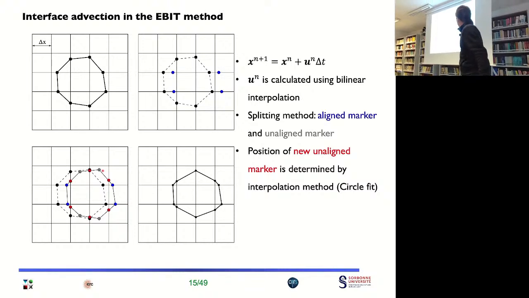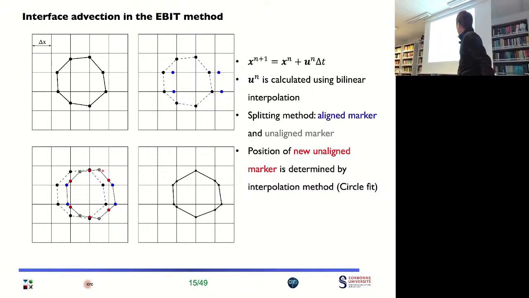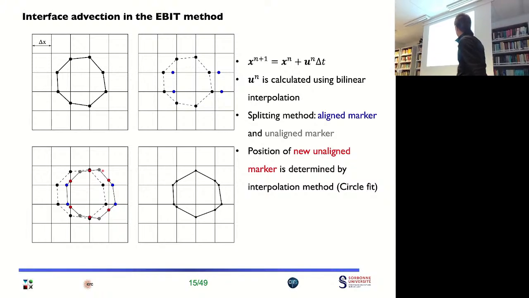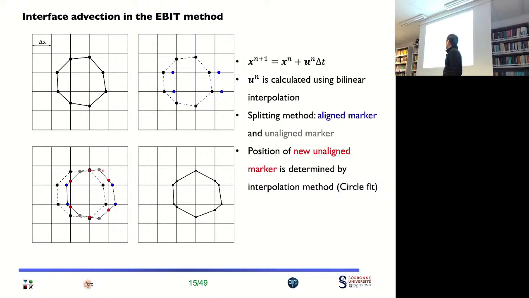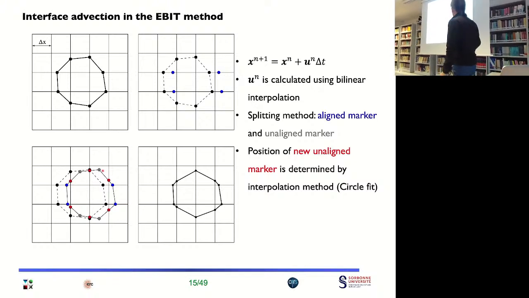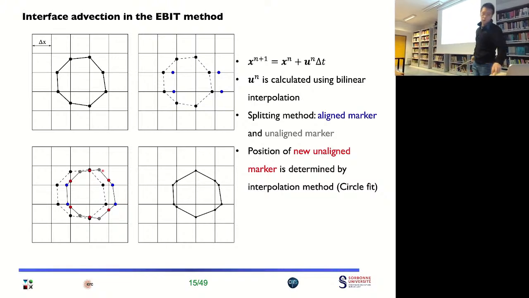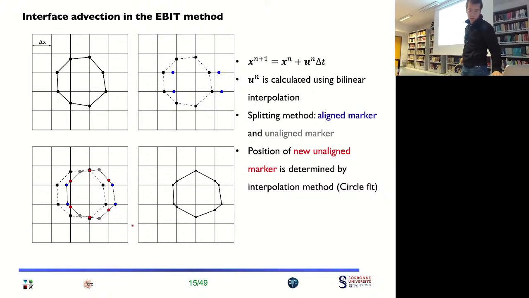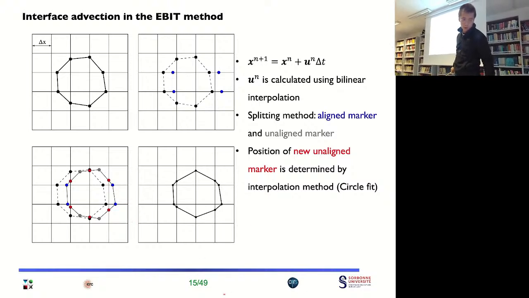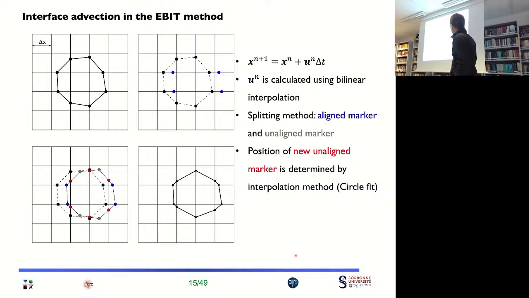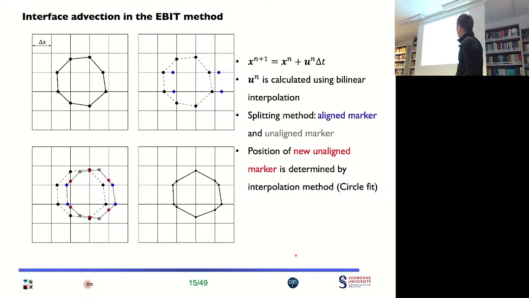And the positions of both the aligned marker and unaligned marker are computed based on this equation of motion. But after one step of advection, the unaligned marker is no longer on the cell edge. So a reconstruction step is performed to compute the new position of the unaligned marker on the cell edge, which is denoted by this red dot. So this whole procedure will repeat for the y direction to complete the whole advection step.